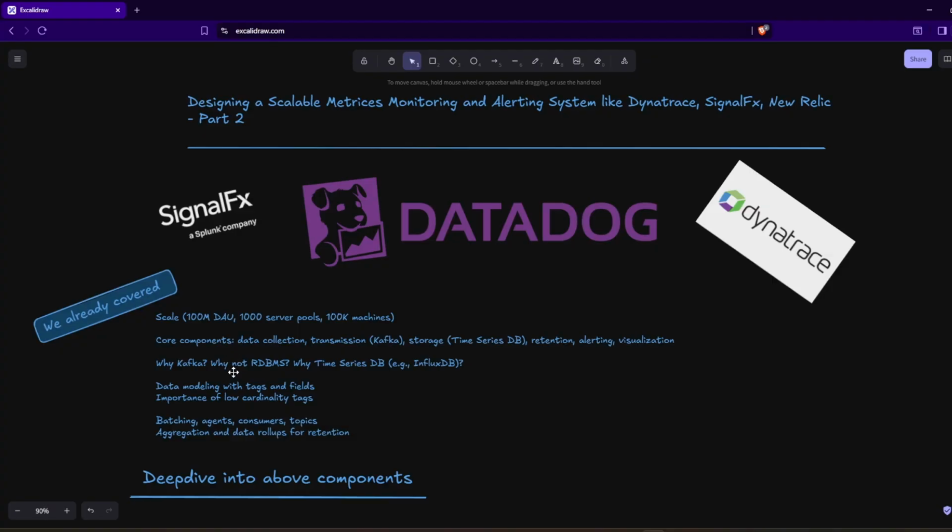And also we have discussed why we need Kafka in this kind of situation, Kafka or any kind of message broker, and why not an RDBMS, why we cannot use the storage engine of an RDBMS, and why a time series database like InfluxDB we can use. Also, some ideas regarding the data modeling, and some ideas regarding the batching agents and consumers. The last video was probably 1 hour long, and a good amount of things were covered there.